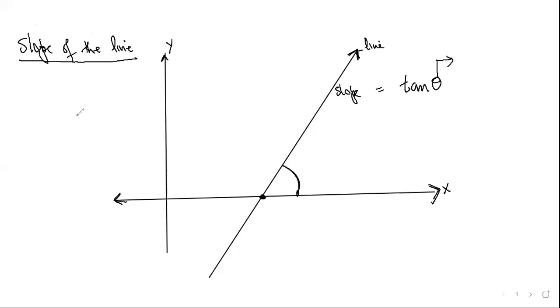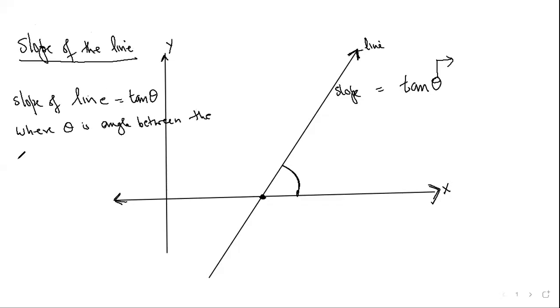Slope of the line. Then you write: slope of the line is equal to tan theta, where theta is the angle between the line and the positive x-axis.